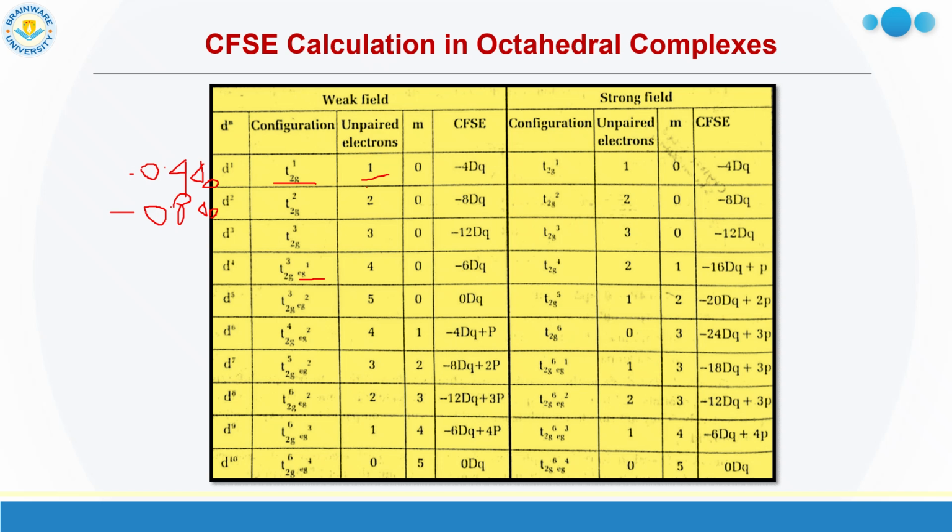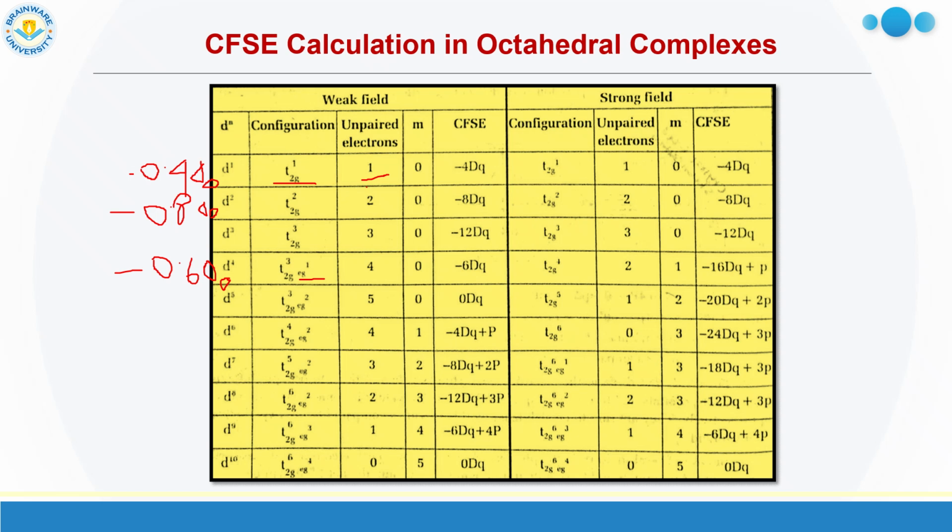So it becomes how much? Minus 1.2 plus 0.6, that becomes minus 0.6 del O. Minus 0.6 del O for d4. Similarly d5, d6 you can calculate. Similarly for the strong field ligand, that is the low spin complex, you can calculate the CFSE values.